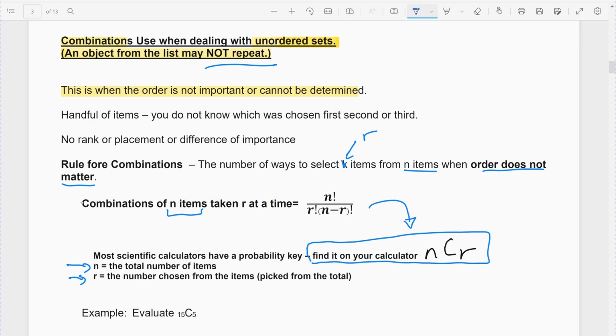But like I said, just like with the permutations, almost all scientific calculators have a probability key, and permutations and combinations are the big counting techniques that we use in probability. So they're in there somewhere. Again, if you have an 84 or 85 Inspire, there's a probability key. If you have a TI-30, there's a probability key. You just need to figure out where it is on your calculator and how you type it in. Again, combinations are used when you're selecting different items, with no repeating items, but the order you select them in doesn't matter or cannot be determined.